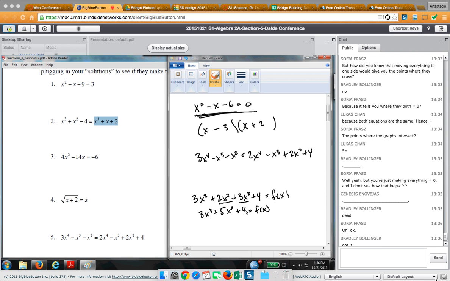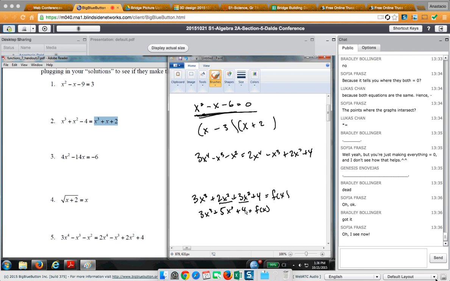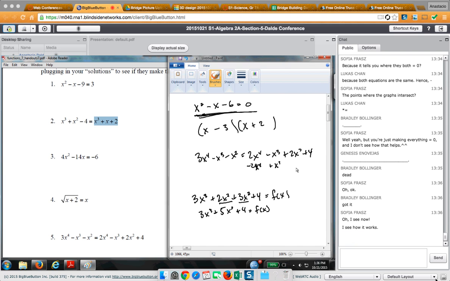You're exactly right. All I'm doing is just simplifying it a little bit. I'm not mathematically changing anything. I'm just moving things over to the left or to the right, but I'm doing it so it's all fair. I'm subtracting 2x to the 4th power from both sides. I'm adding x cubed to both sides. I'm subtracting 2x squared from both sides. I'm subtracting 4 from both sides.